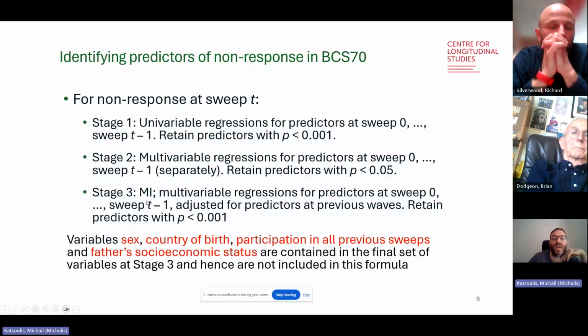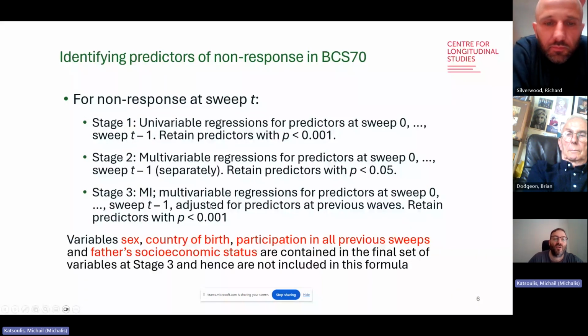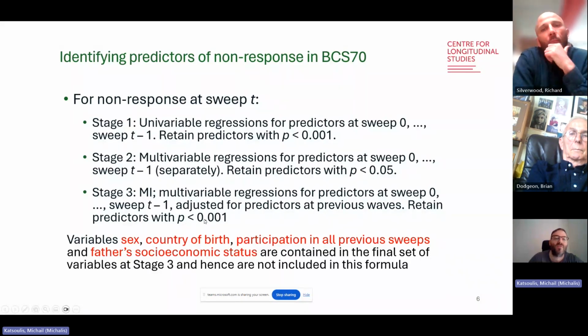And at stage 3, we ran a multivariable regression for all the predictors from all the previous sweeps, adjusted for predictors at the previous waves. And then we retained predictors with p-value less than 0.001. Four variables, sex, country of birth, participation in all previous sweeps, and father's socioeconomic status, are contained in the final set of variables directly at sweep 3, because we expect that these variables will make it in the first two sweeps, and hence they were not included in this formula from scratch.